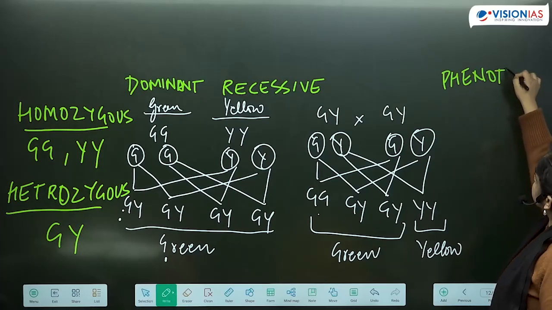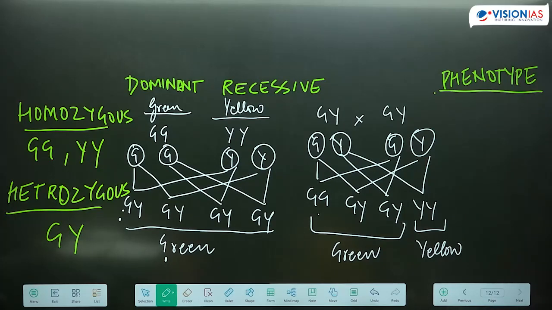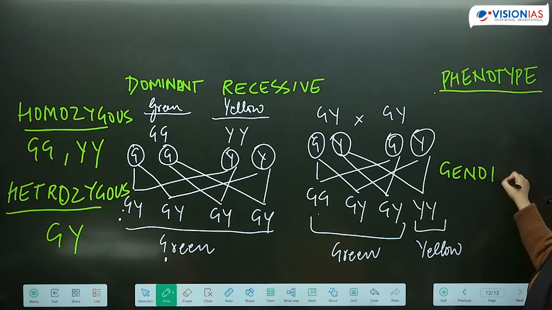The next term is phenotype. Phenotype is the observable characteristic, like height, color, etc. Then you have genotype.